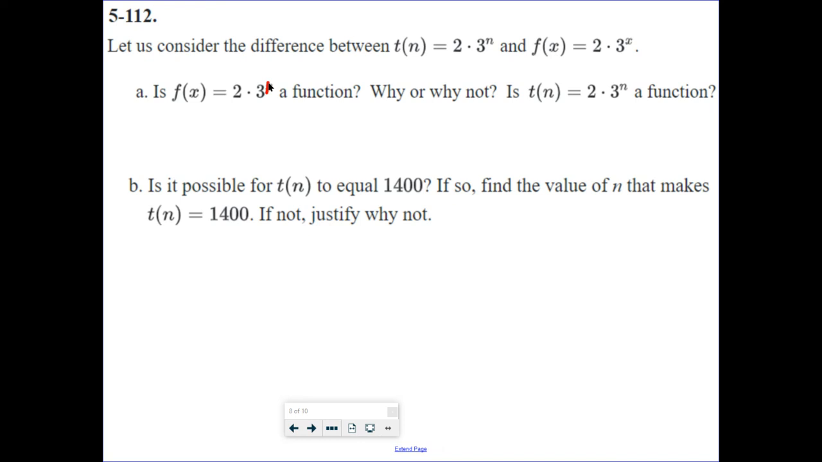Now, this next part, something new, so please focus. Is it possible for T of n to equal 1,400? If so, find the value of n that makes T of n equal 1,400. If not, justify why not. Now it's T of n, all right? So T of n, write this down, equals 2 times 3 to the power of n. This 1,400 is equal to T of n, so 1,400 equals 2 times 3 to the power of n. Will you take a second and try to solve that and see if you can figure it out?